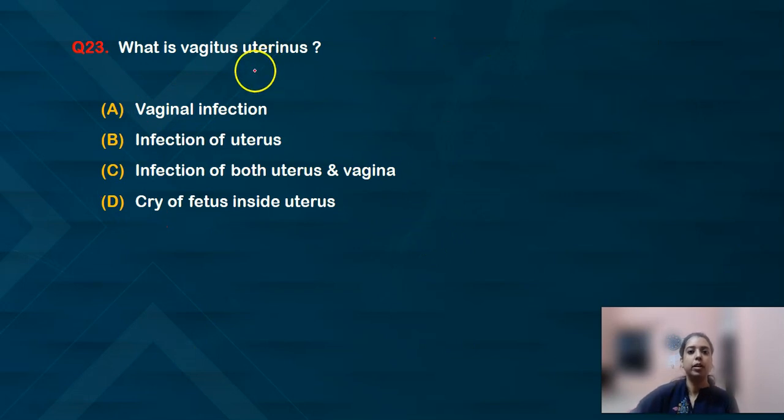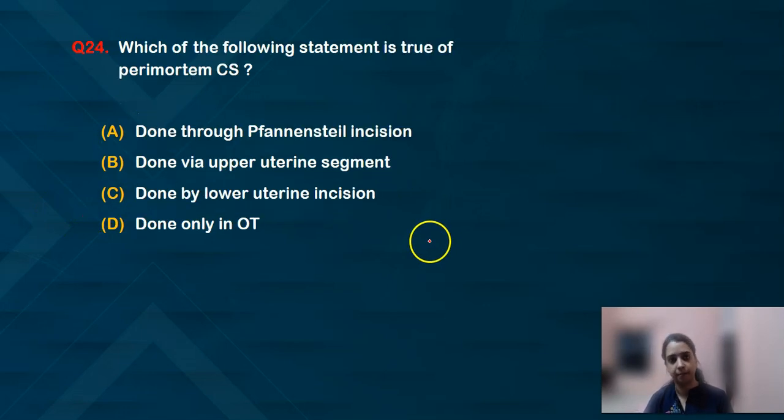What is vagitus uterinus? Vagitus uterinus is a very rare incidence if found. It is the cry of the fetus inside the uterus, before delivery.